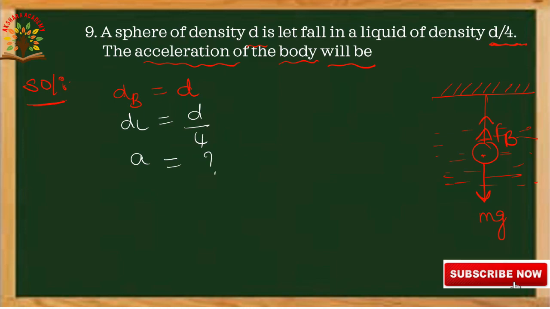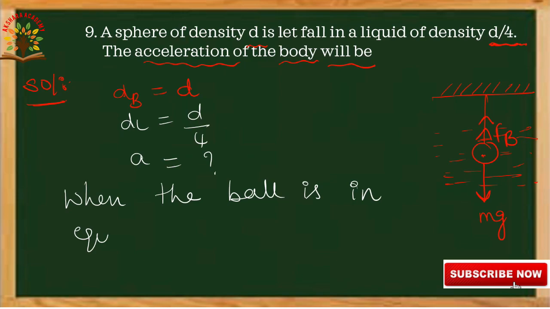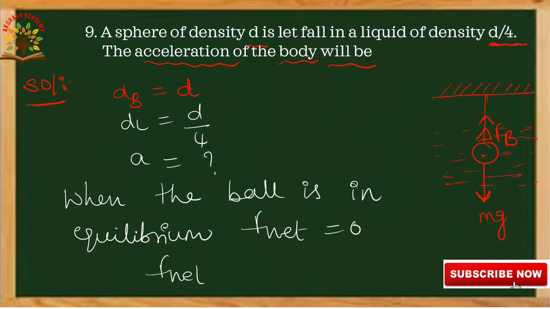When the ball, or the sphere, is in equilibrium, the net force is equal to 0. So F net, the net force, is equal to mg minus Fb.